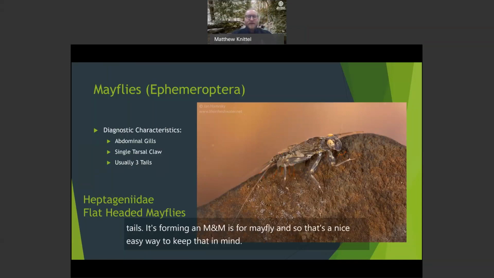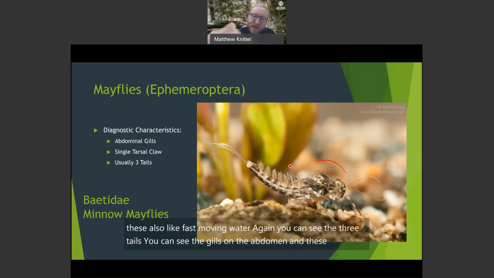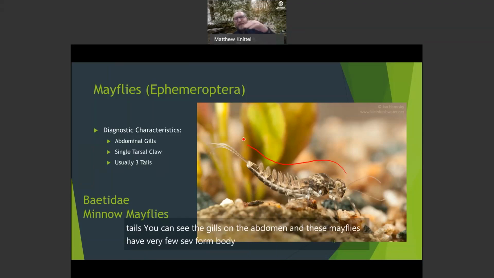For other species of mayfly, we've got our batids, and these are minnow mayflies. So these also like fast moving water. Again, you can see the 3 tails, you can see the gills on the abdomen, and these mayflies have a very fusiform body. And so it has that kind of S shape, and that really helps them swim through faster currents. And so that's why these are the minnow mayflies, because they kind of swim like little minnows as they're moving through the water. All right.